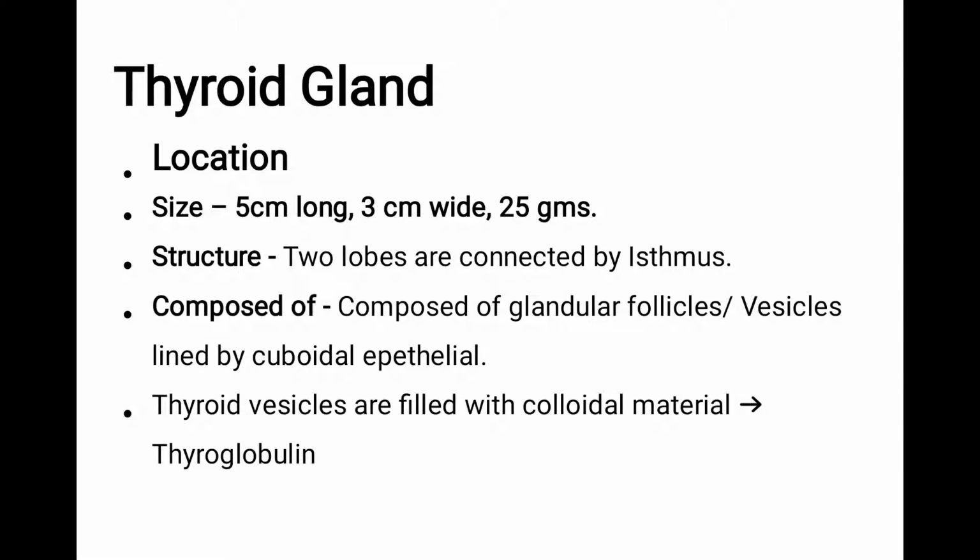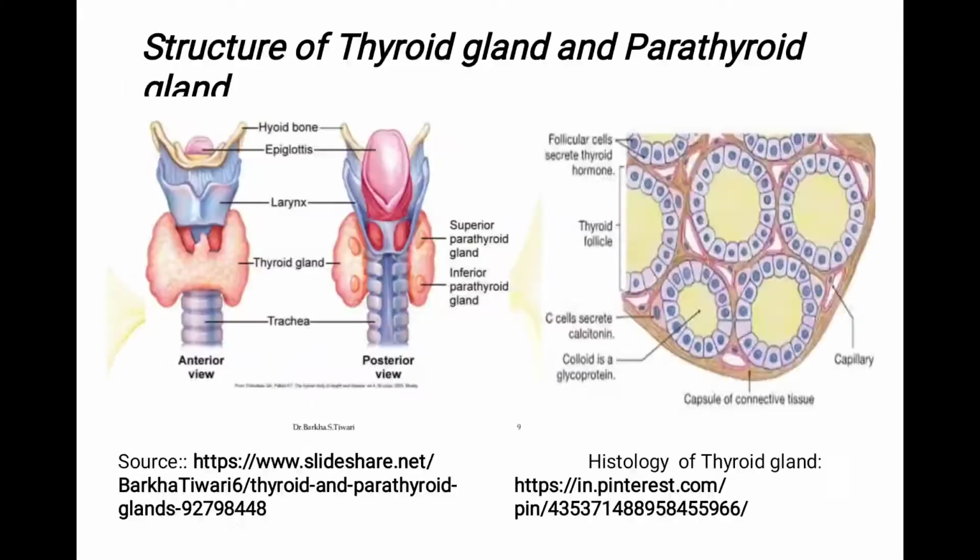The thyroid gland is composed of a kind of cells called follicular cells. They are composed of glandular follicular cells. They are also called vesicles. These vesicles are lined by cuboidal epithelial cells. The thyroid vesicles are filled with a colloidal material called thyroglobulin, which is the precursor for synthesis of thyroxine. So this is the structure of the thyroid gland.